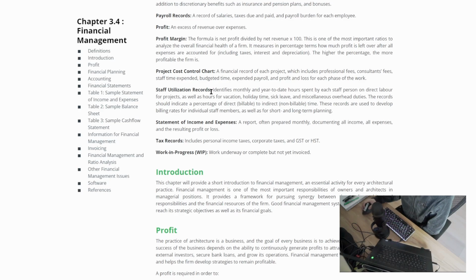Project cost control chart. A financial record of each project, which includes professional fees, consultant fees, staff time expended, budgeted time, expended payroll, and profit and loss for each phase of the work.